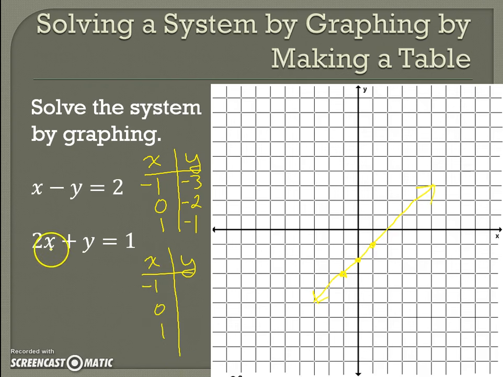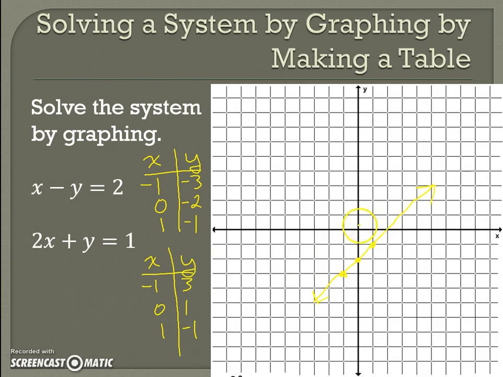If I put -1 in here, I get -2. So -2 plus what value equals 1? Well, -2, I need a 3. So y has to be 3 because I want it to be +1. If this is 0, then y has to be 1 because 0 plus 1 equals 1. And if x is 1, then that's 2x. I'm going to end up subtracting, so I need that to be a -1.